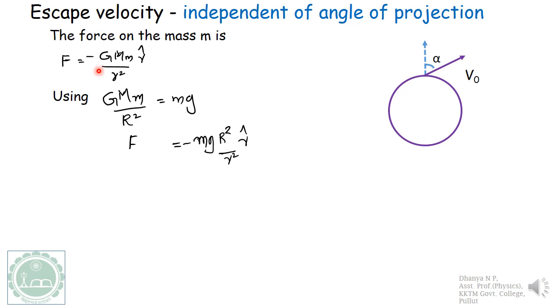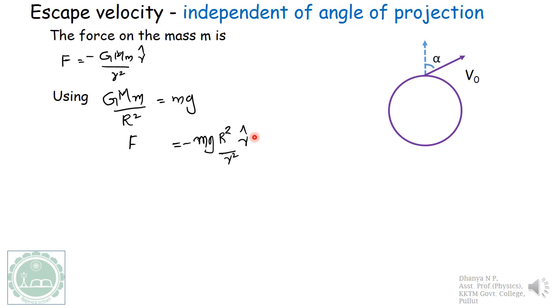But using the relation GMm by r square is equal to minus mg, we can substitute for GMm. This value of GMm is equal to mg into capital R square. This is substituted here. Then F becomes F is equal to minus mg into capital R square by small r square, the unit vector r.